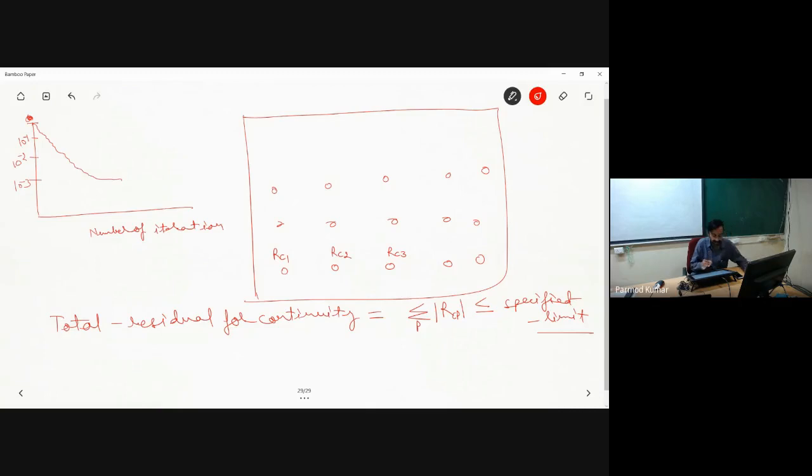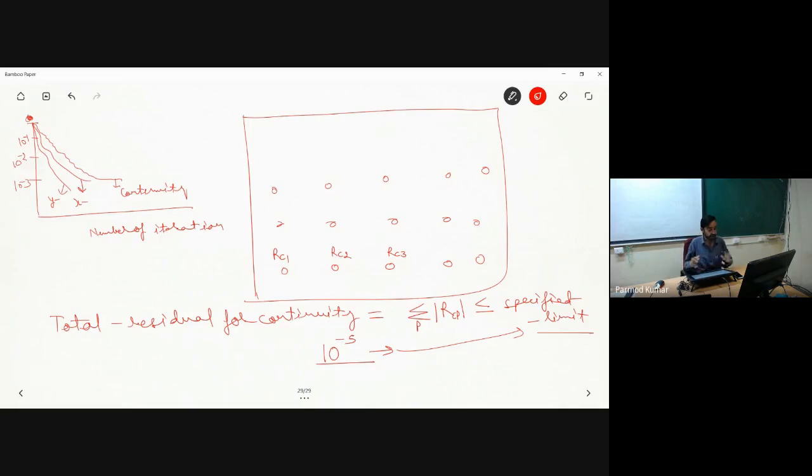If you are doing a two-dimensional steady solution, you will find one residual for the continuity equation, one residual for x momentum, and one residual for y momentum. When all these residuals go below a certain specified limit, then we call that our solution has converged. Generally, for most flow situations, we consider 10 to power minus 5 as our convergence limit. But it is not very specific. It depends upon the flow situation and the type of problem we are solving.